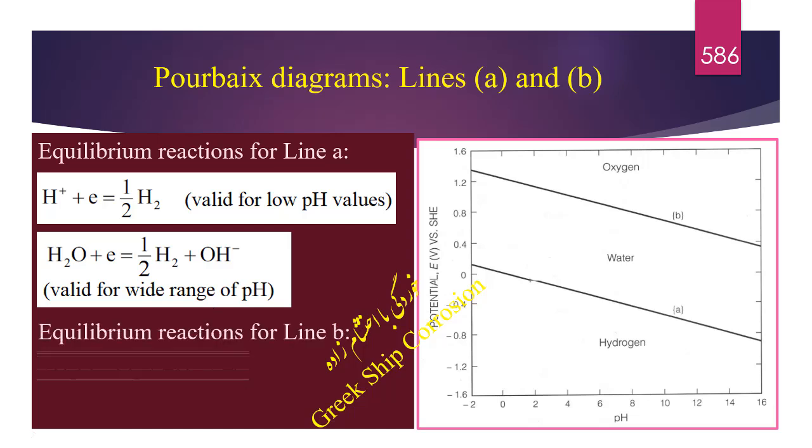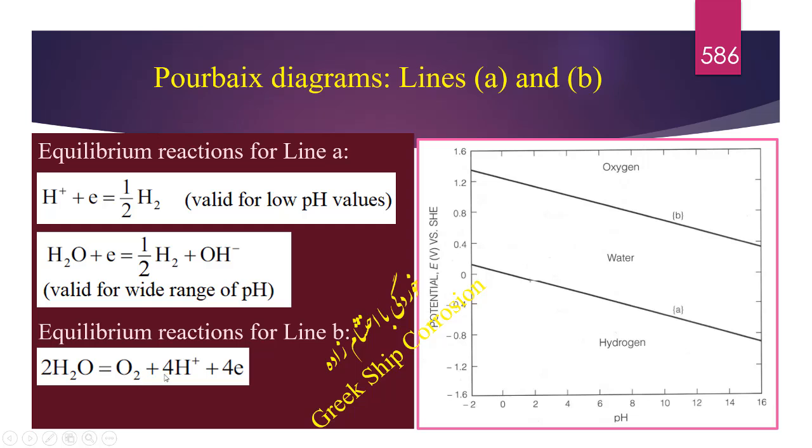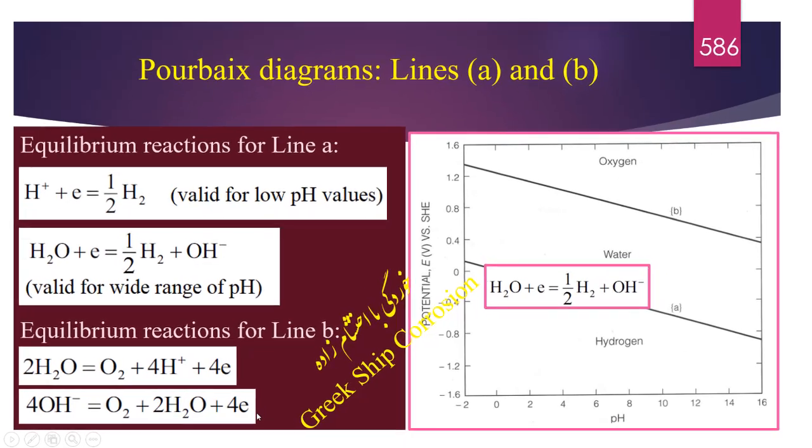Equilibrium reactions for line B. 2H2O yields O2 plus 4H+ plus 4e-. 4OH- yields O2 plus 2H2O plus 4e-.